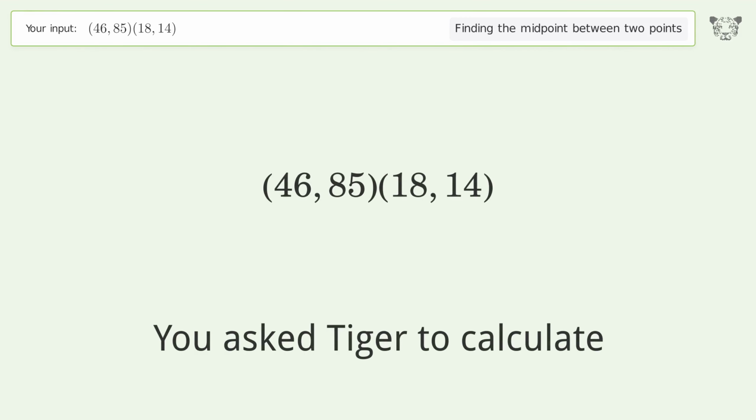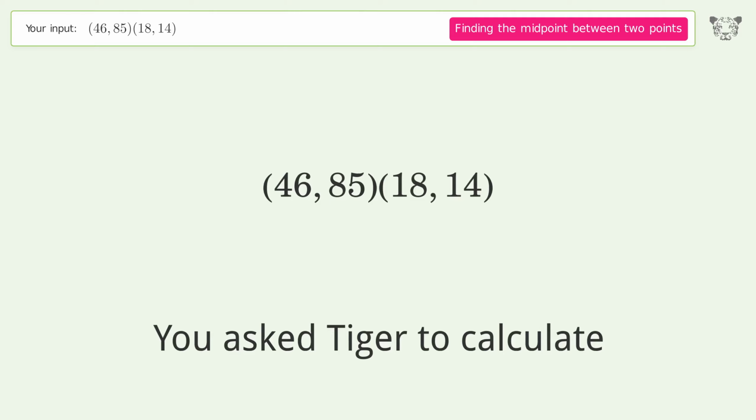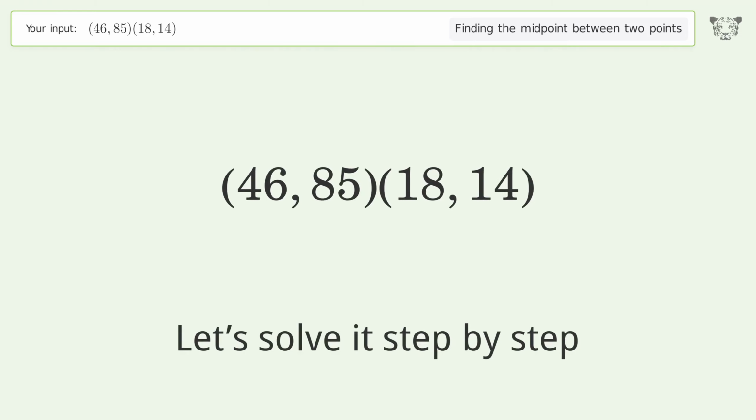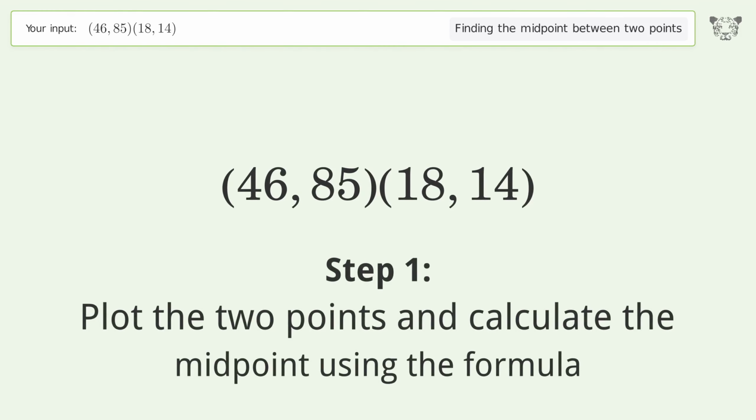You ask Tiger to calculate. This deals with finding the midpoint between 2 points. The midpoint between the 2 points is 32, 49.5. Let's solve it step by step. Plot the 2 points and calculate the midpoint using the formula.